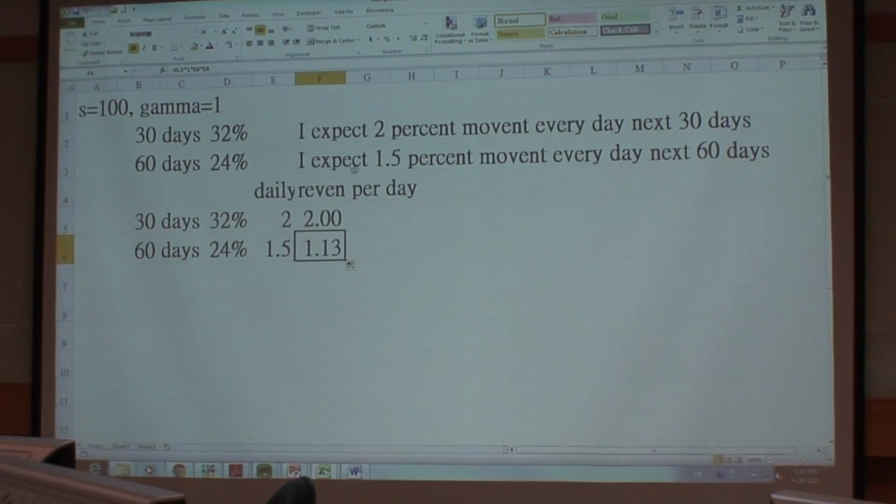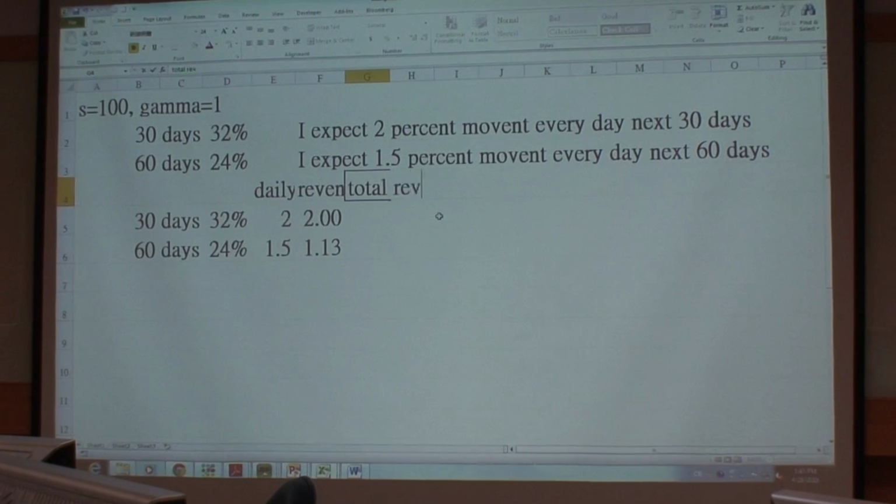Then, if we look at the total movement, or the total revenue, 30 days, each worth 2, makes the movement embedded in that option A worth $60.